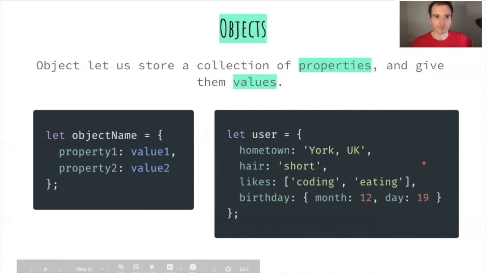That's totally okay. Okay, so in this example here, we have 4 different properties, and so yeah, here we're saying hometown equals York, UK, hair is short, likes is, in this case, an array. A value can also be an array, or it can also be an object, just like any variable, basically. We can put pretty much anything we want in this value field, and that's totally okay.